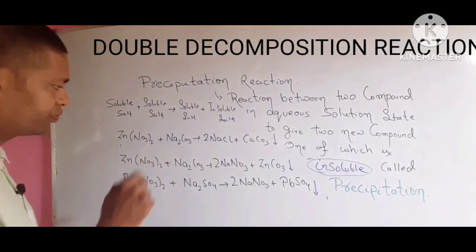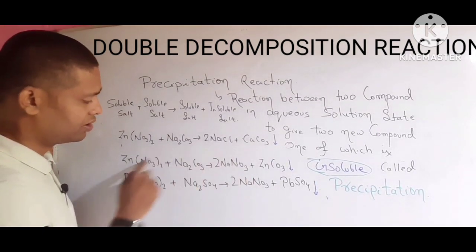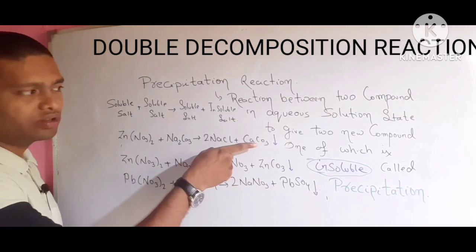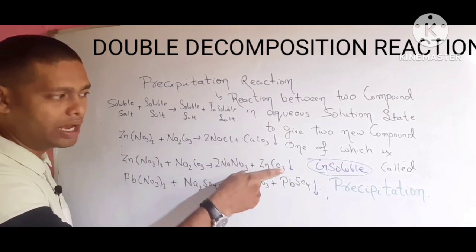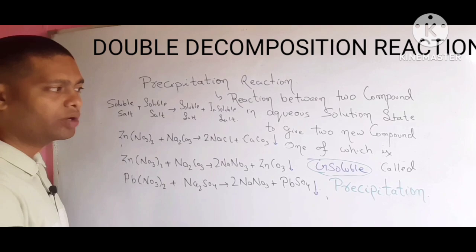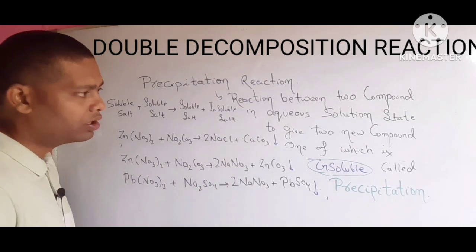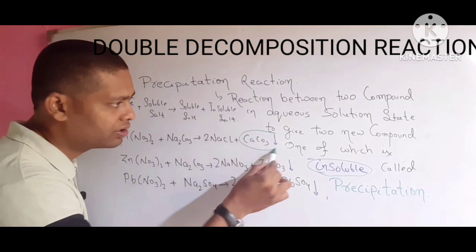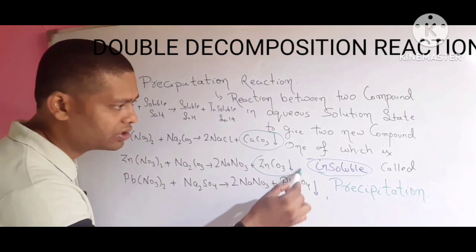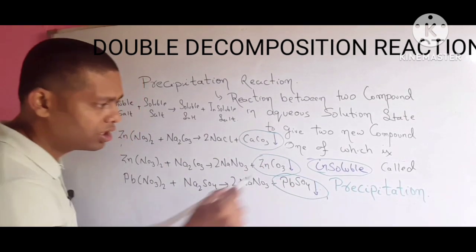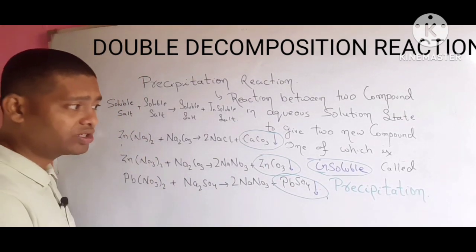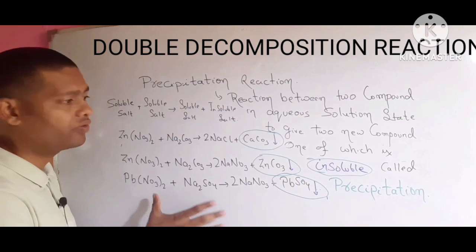If you see now, there are the equations. Again, on the right hand side there is an arrow pointing downwards. So from here we came to know these are precipitate salts. Okay, this means this one is a precipitation reaction.